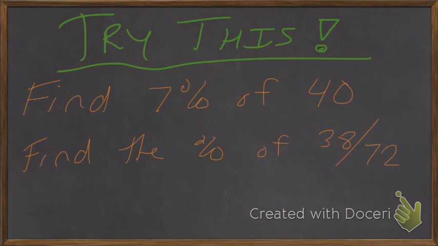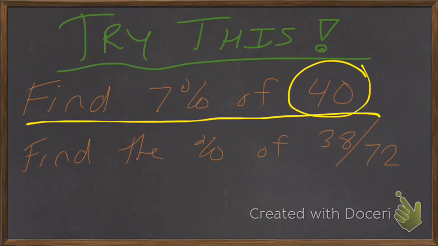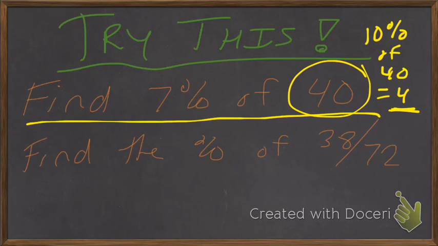All right, we're going to try this. First thing we want you to do is find 7% of 40. The whole number is 40, and I want to know what 7% of it is. I'll give you a hint. 10% of 40 is 4. So should 7% be more or less than 4? It'd be less than 4, right? So your answer should be less than 4.